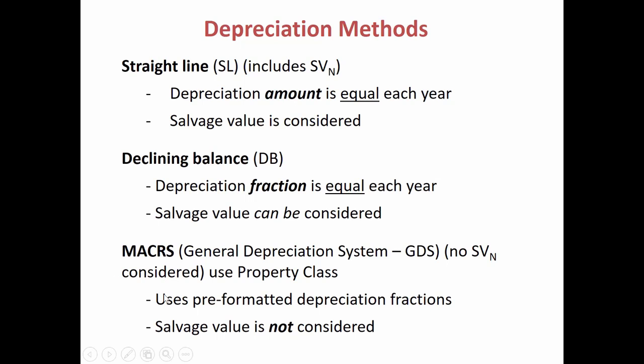Now, in this system, we use the pre-formatted tables and fractions, but there's no salvage value at the end of the depreciation. So you assume that the equipment goes all the way to zero, even for types of items that would generally have salvage value. We're just in these three methods talking about the ways that we calculate it. So it's kind of like a hypothetical accounting technique that's used to keep track of the loss of an item's value.